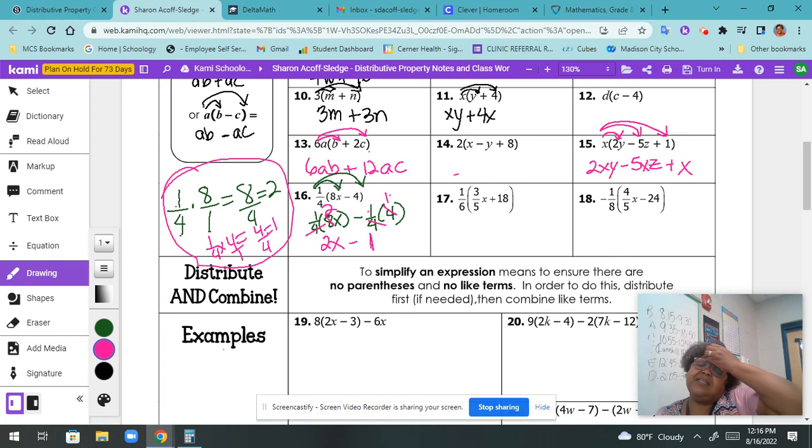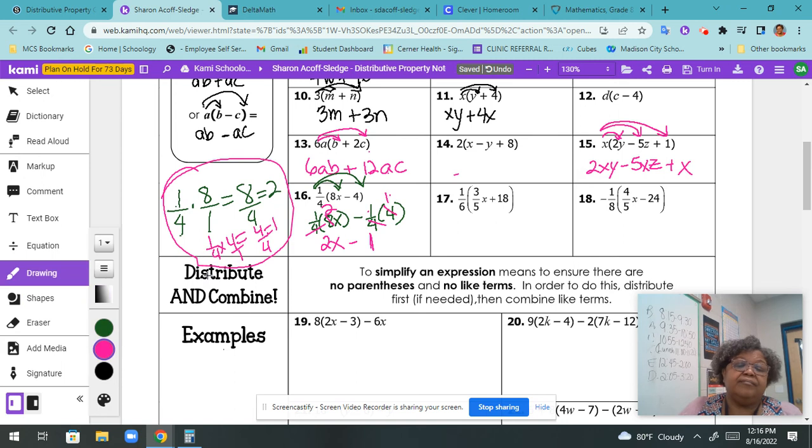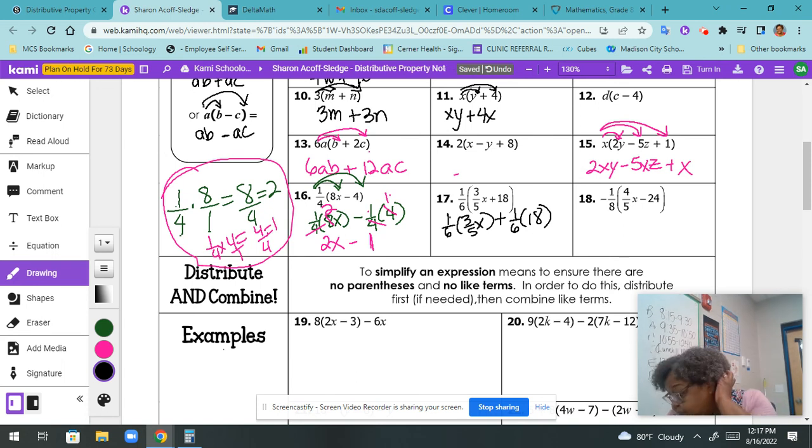I'm going to do 17 and then I'm going to turn you loose on 18. Okay, so let me go back to black. So this is going to be 1/6 times 3/5 x, and then plus 1/6 times 18. And I'm using the parentheses for multiplication and not for a grouping symbol.